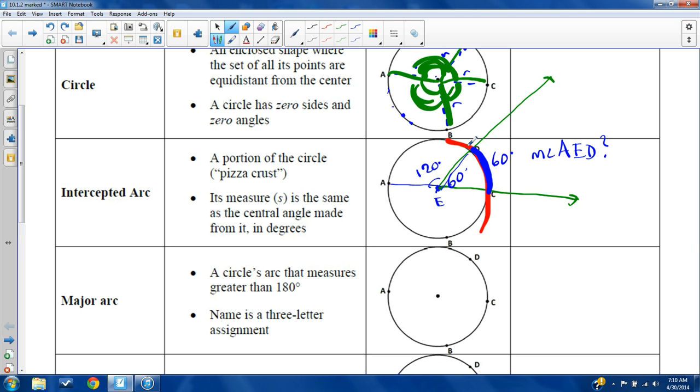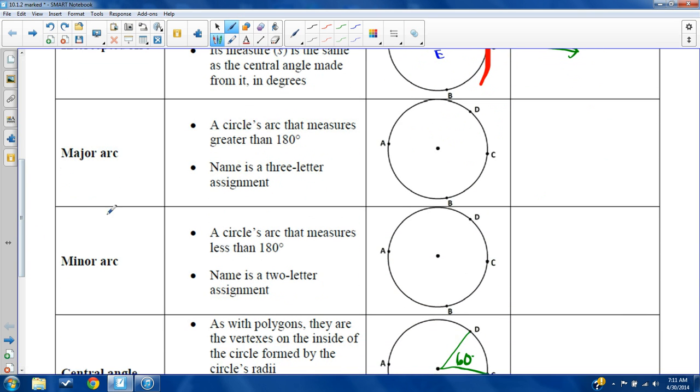Or maybe they say, what's the measure of this entire arc? So you still have to do the same thing. If this is 120, then this is 120 as well. Intercepted arc. Pretty straightforward, and we'll go through practice through other notes and through homework, obviously. But that's the general idea behind intercepted arcs, is they're the same measure, and they're the pizza crust as well.